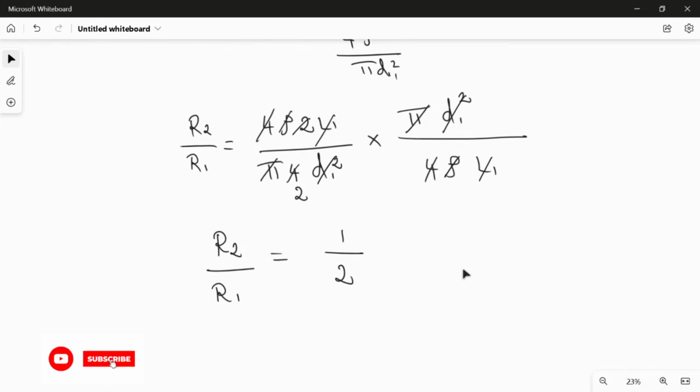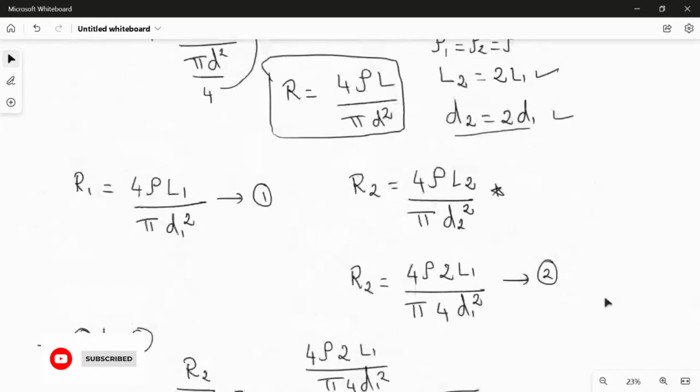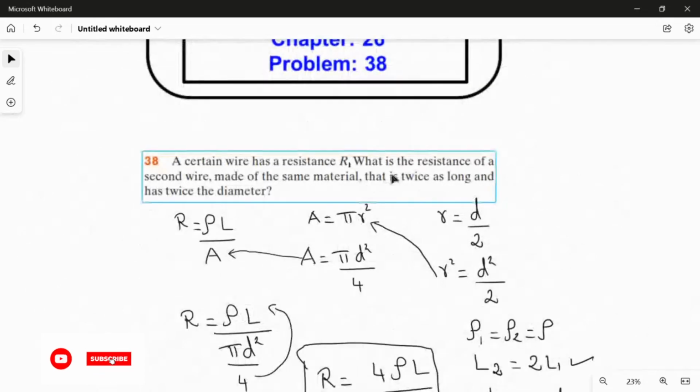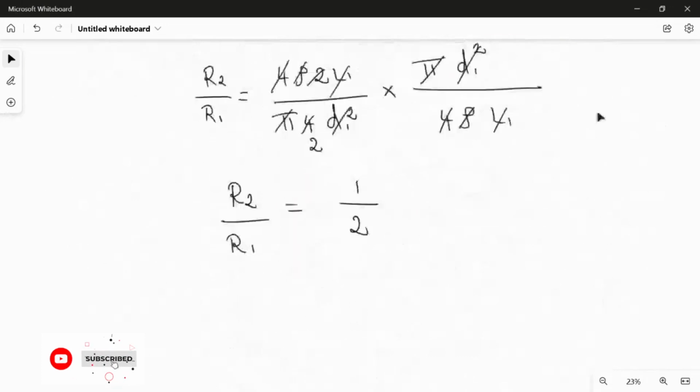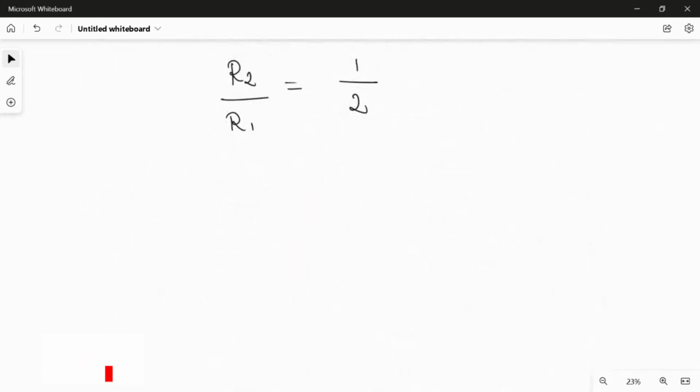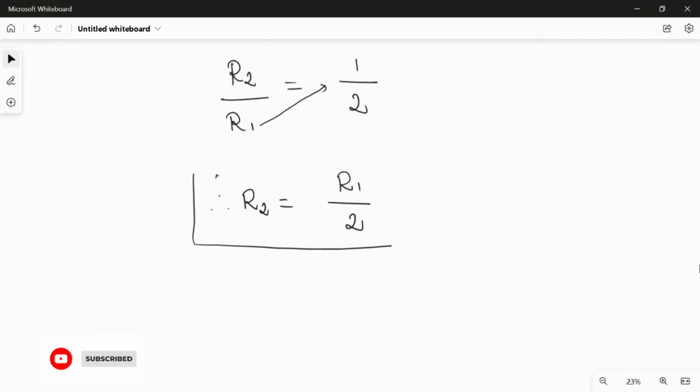Let's go back to the question. They ask us to calculate the resistance of the second wire, so we have to rearrange this equation in terms of the second wire. Therefore, the resistance of the second wire R2 is equal to R1 goes to the right-hand side, so the resistance of the first wire over 2. This is the answer for the question. Clear? That's it. Thank you.